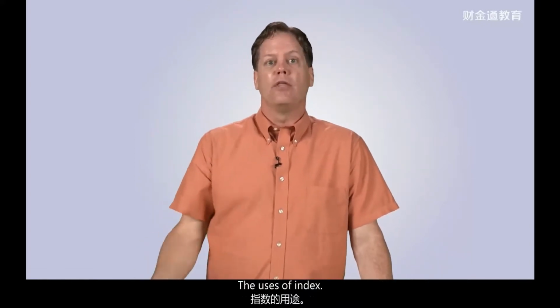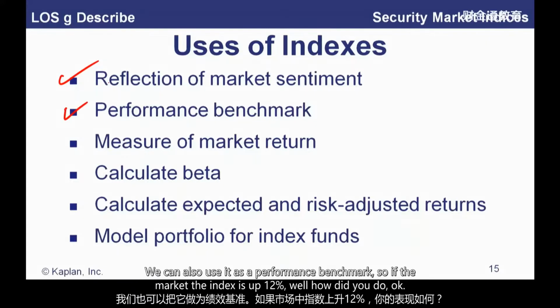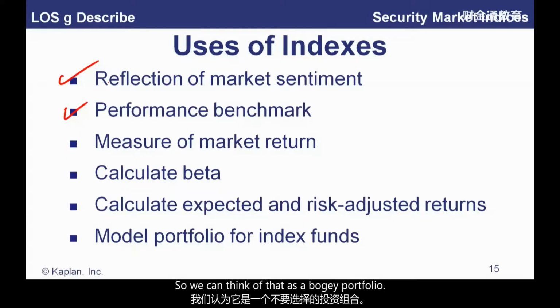The uses of an index, of course, it's going to reflect market sentiment. So if you think market sentiment was dark in 2008, the indices were way down. We can also use it as a performance benchmark. So if the index is up 12%, well, how did you do? Well, if the index is up 12 and you're only up 9, you didn't do very well relative to that benchmark, right? So we can think of that as a bogey portfolio.